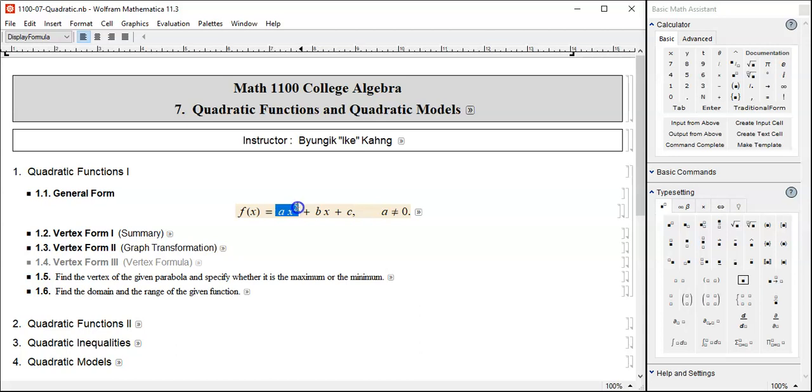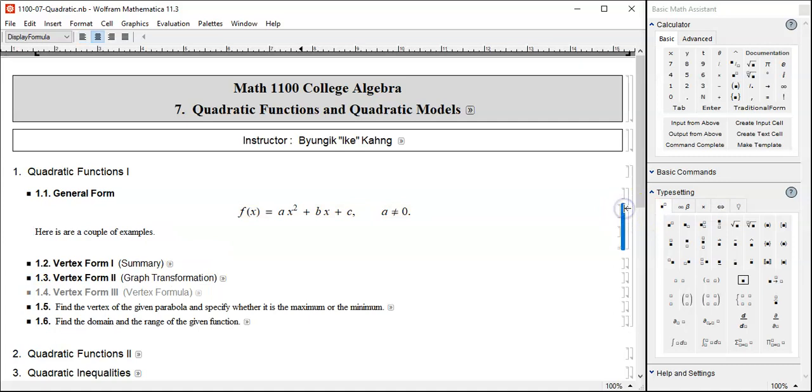Then 0 times something is 0, so the entire highlighted part just drops out. What's left is just bx plus c, and that's a linear function, not quadratic. Therefore, a should not be equal to 0. In other words, a is either positive or negative.